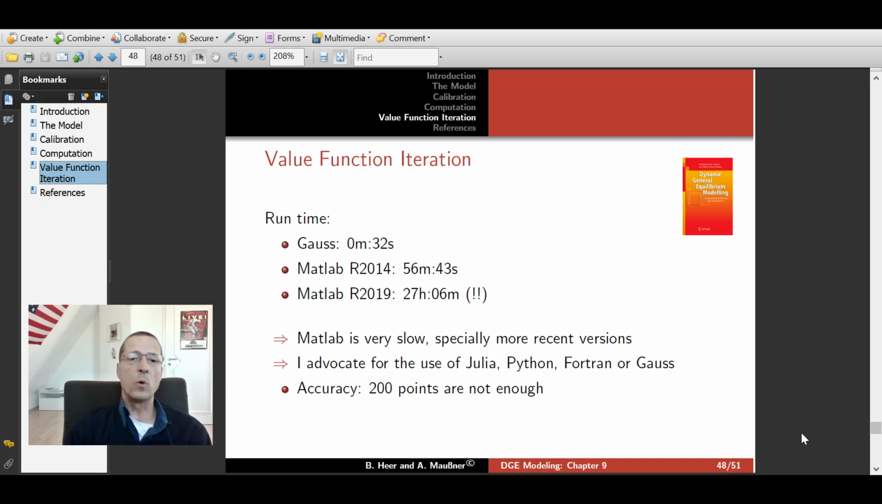And when I take a more recent MATLAB version, a release from 2019, the computational time goes up to 27 hours, more than a day, to compute the solution with value function iteration and 200 grid points. So MATLAB is very slow, especially the more recent version, let's say from 2019 compared to 2014. Therefore, I always work with the 2014 version.